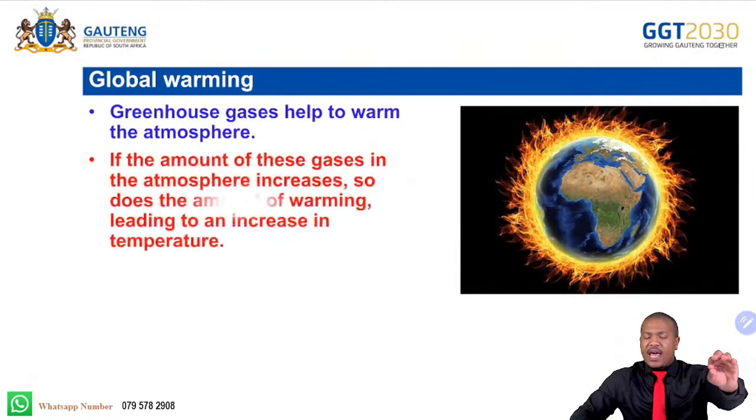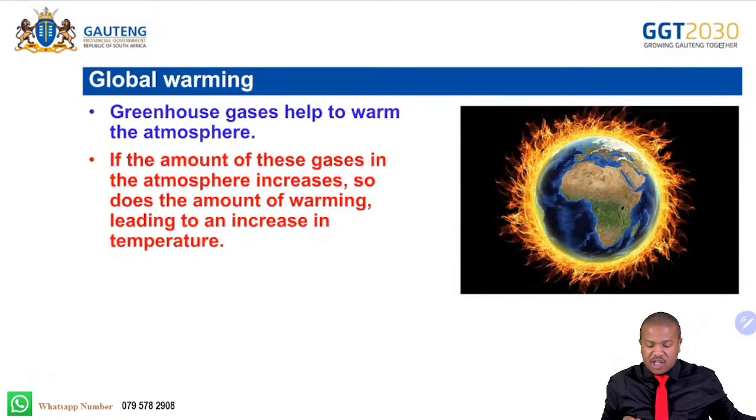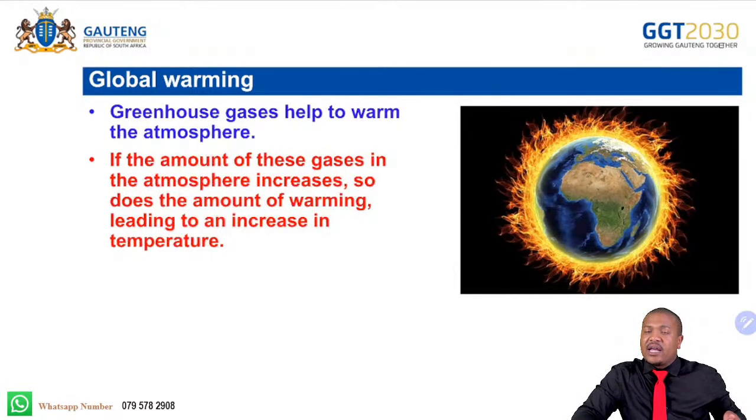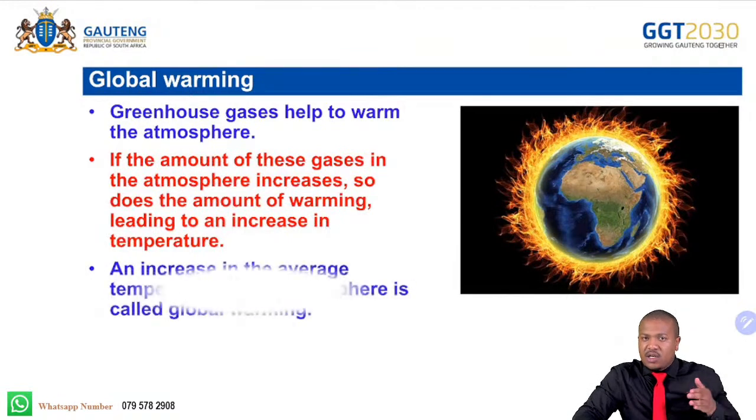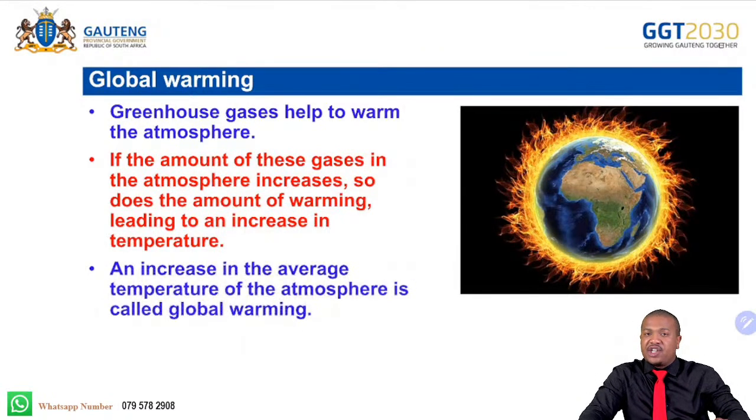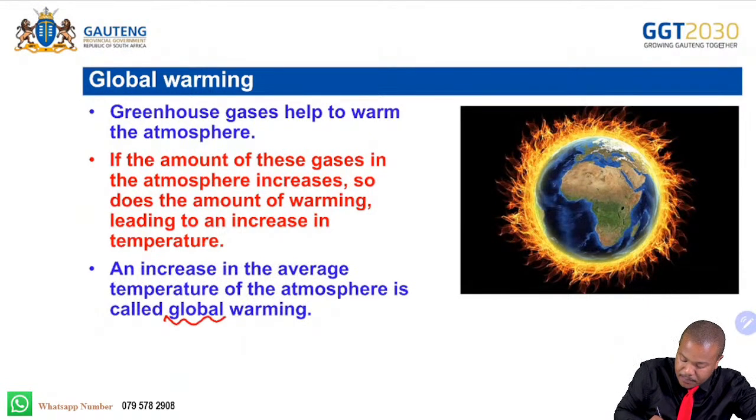So now, if the amount of these gases in the atmosphere increases, does the warming effect increase? It will lead to the increase in temperatures, and the increase in temperatures equals global warming. So an increase in the average temperatures of the atmosphere is called global warming.